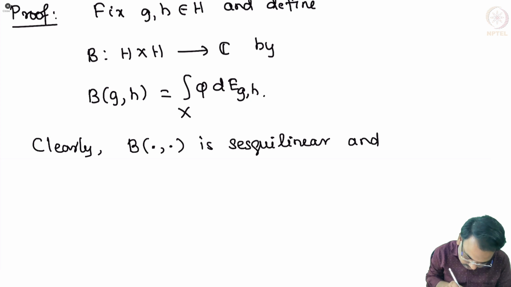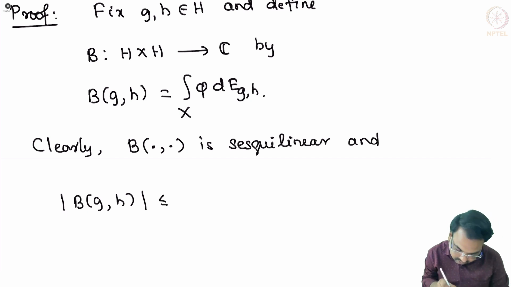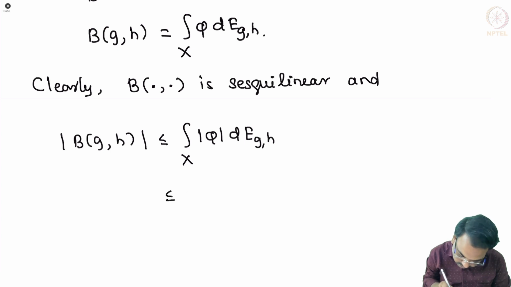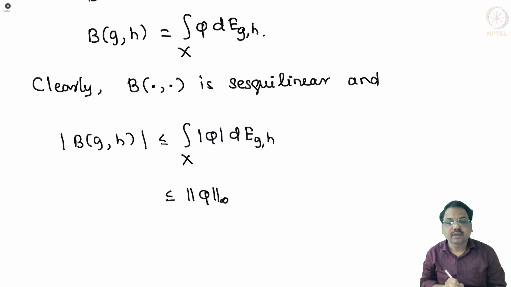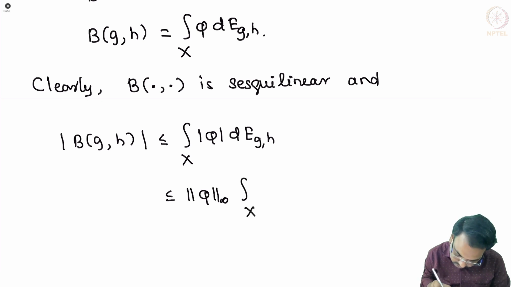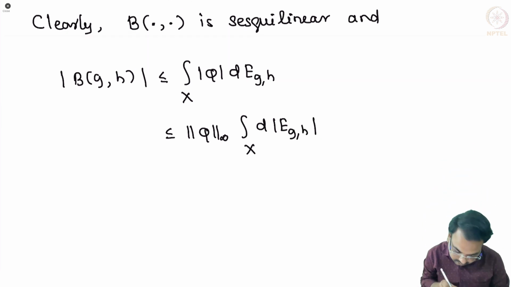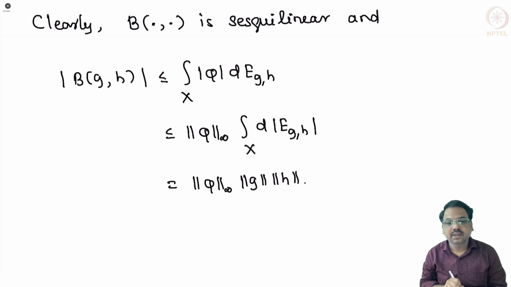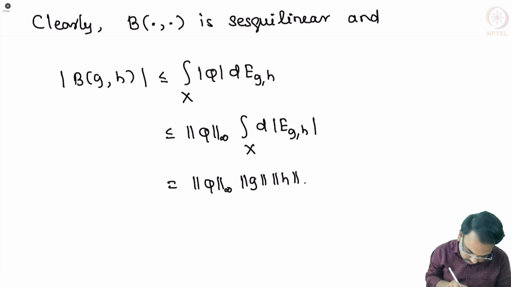And we can easily show that modulus of B of g,h is less than or equal to the integration over X of mod phi d of E_{g,h}. So this is less than or equal to supremum norm of phi into the integration over X of mod E_{g,h}. So this is nothing but norm phi into norm g into norm h, because the total variation of the measure E_{g,h} is bounded by norm g into norm h. So that means B is a bounded sesquilinear map.